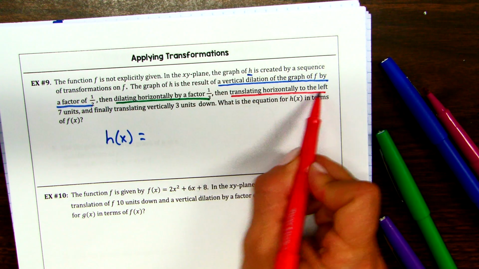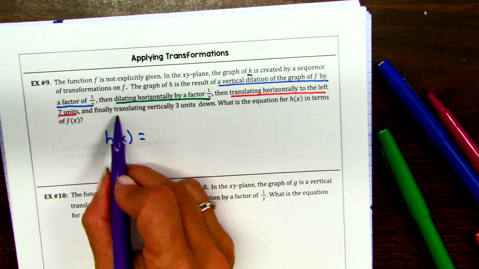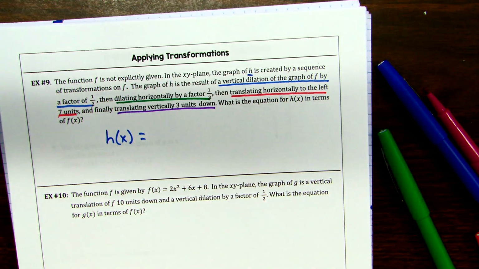Translating horizontally to the left 7 units, and translating vertically 3 units down. So now we're going to write the equation of h of x in terms of f of x. We're doing that stuff to f, okay?